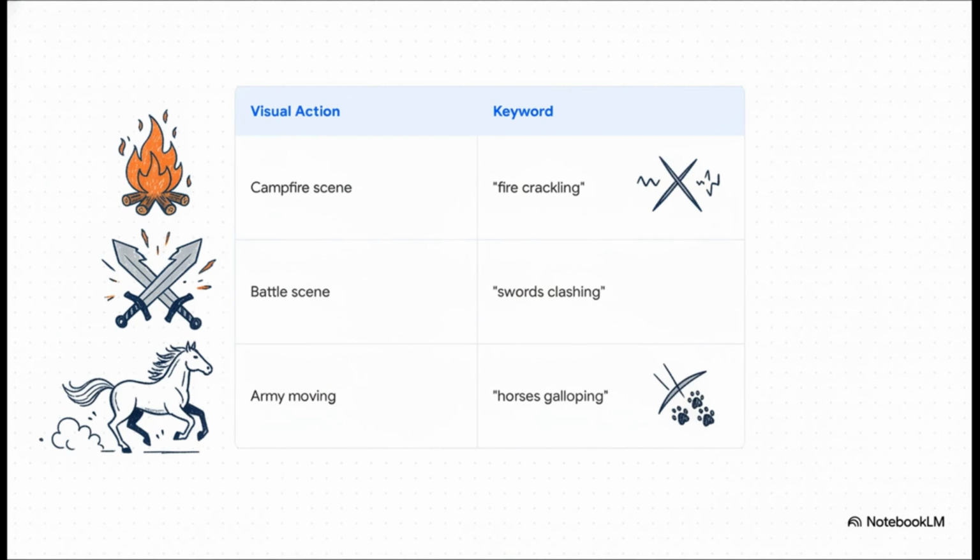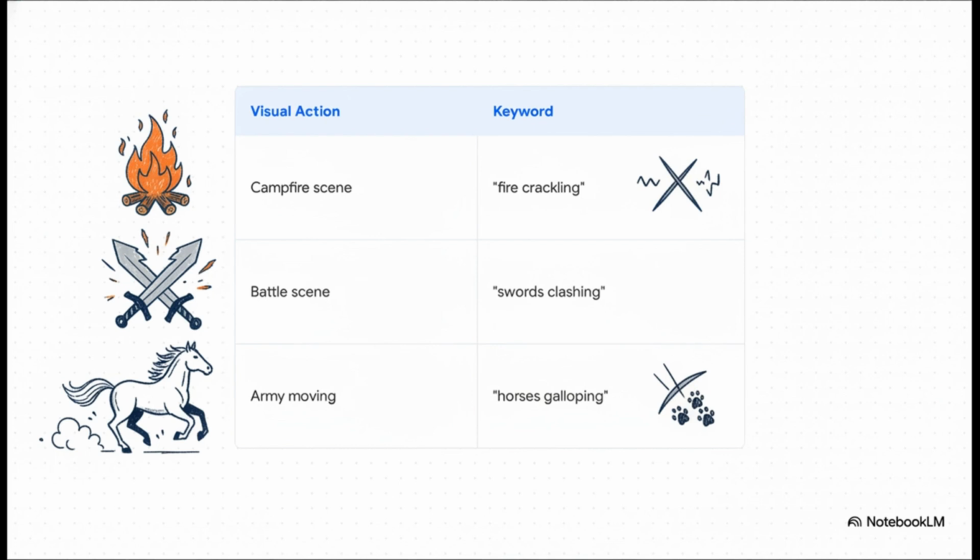When it comes to sound effects, don't overthink it. The process is incredibly simple. You can literally just take the exact keywords ChatGPT provided for your scenes and search CapCut's free audio library. Got a campfire scene? Search fire crackling. A battle scene? Swords clashing. An army on the move? Try horses galloping. Finding these perfect, gritty sound effects and dropping them under your clips is what absolutely sells that professional movie-like feel.